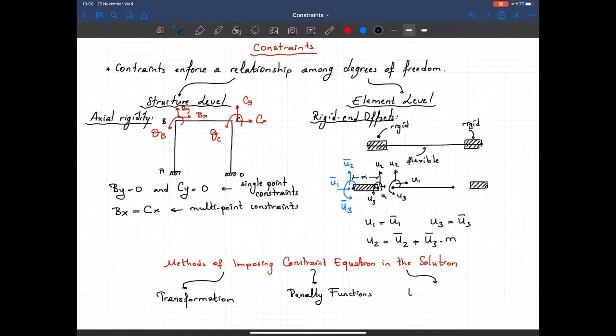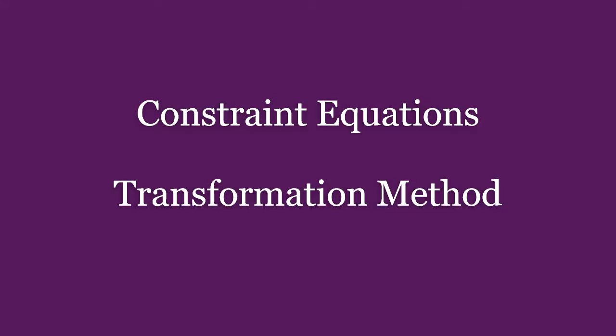And the third method is using the Lagrange multipliers. Okay, now let's see how we can impose constraint equation by using the transformation method. While explaining that, I will be using an example problem.